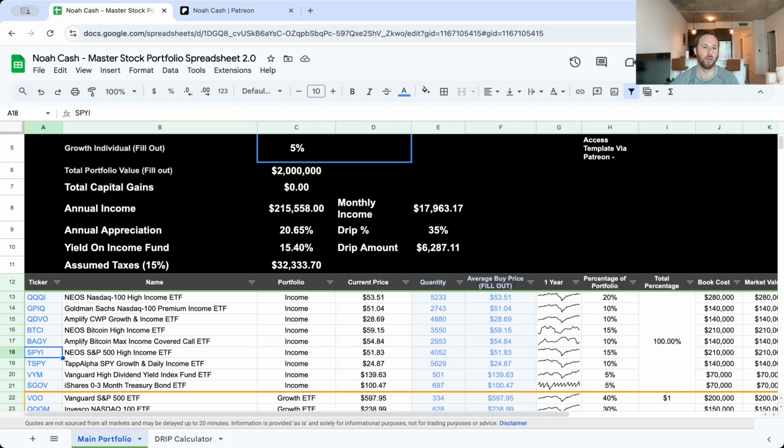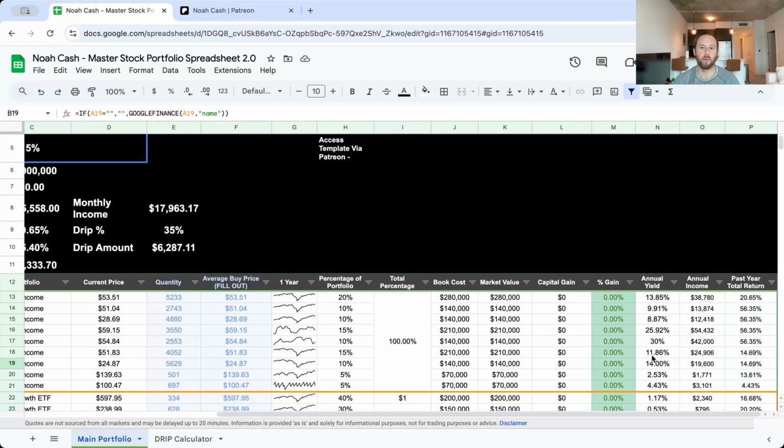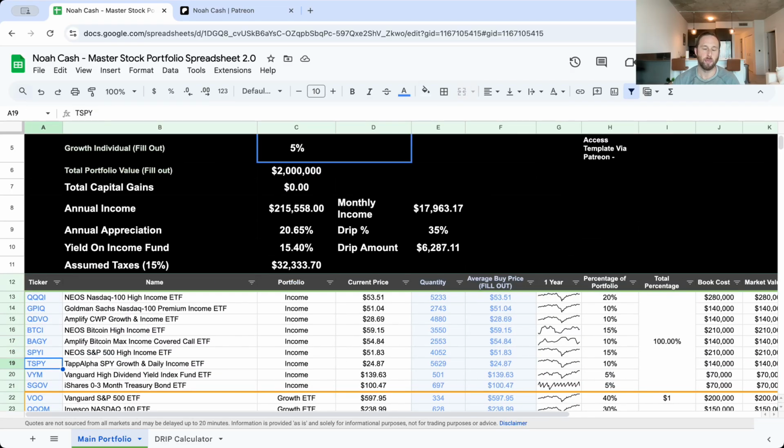Next, we're going to go into the S&P 500 and go with SPYI, which does around 11% yield, and TSPY, which does about, I believe, 14% yield. So SPYI does around 12%, and TSPY does about 14%. Okay, TSPY is Top Alpha. It's a newer fund, but we like what they're doing. Again, all of these are very tax efficient as well.